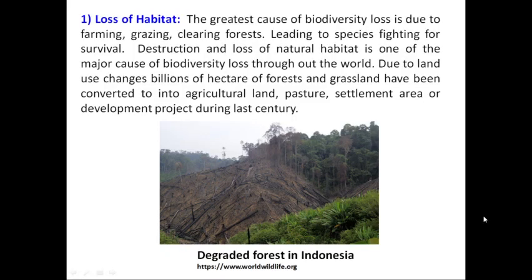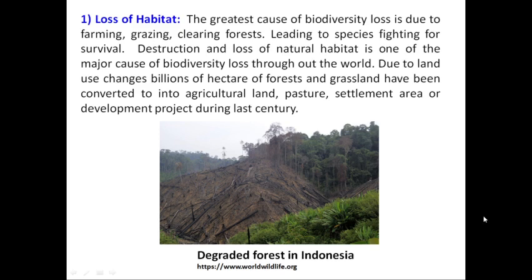The first threat is loss of habitat. The greatest cause of biodiversity loss is farming, grazing, and clearing forests, leading to species fighting for survival. We are doing developmental activities in the form of urbanization on a very large scale, construction of hydropower projects in any area, construction of dams, establishment of industries in any area, as well as creation of new highways, airports, etc. And for all these developmental activities, land is required.